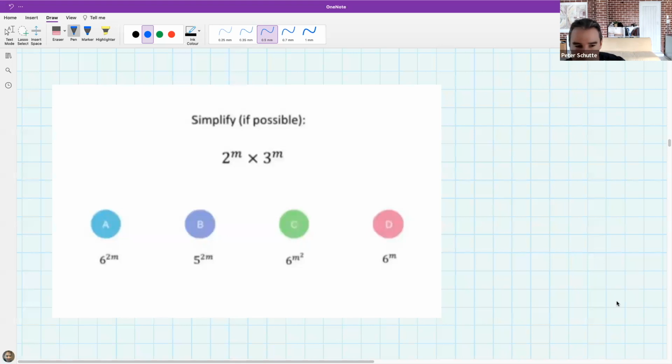Who wants to explain their thinking? And again, whether it's wrong or right, it's equally valuable at this stage. I just want to know what your thinking is.